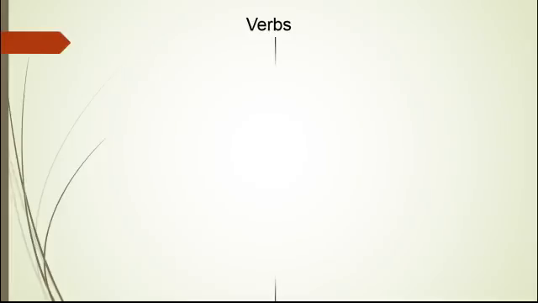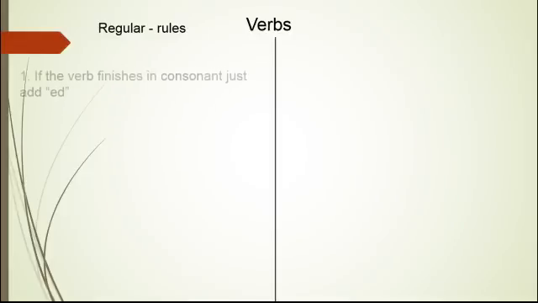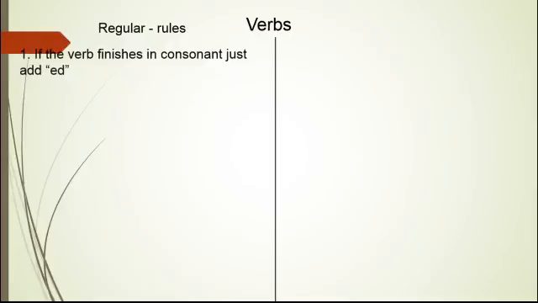As I told you, we have two different types of verbs. Como ya les dije, tenemos dos tipos distintos de verbos. Number one, regular verbs. For the regular verbs, we have rules. Para los verbos regulares, tenemos reglas. Rule number one, if the verb finishes in consonant, just add ed. Example, talk, talked. Si el verbo termina en consonante, solo le agrego ed.